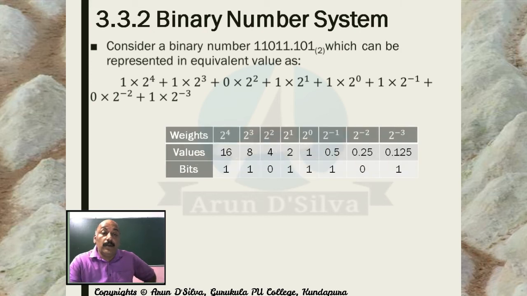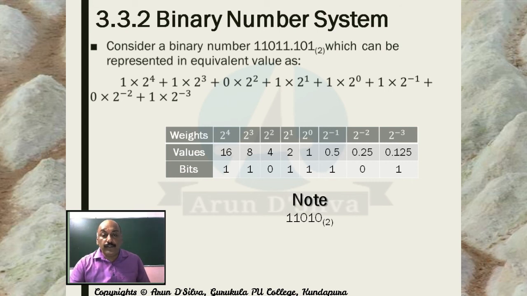See here the weights. 2 to the power 4 is 16, 2 to the power 3 is 8, 2 to the power 2 is 4, 2 to the power 1 is 2, 2 to the power 0 is 1, 2 to the power minus 1 is 0.5, 2 to the power minus 2 is 0.25, 2 to the power minus 3 is 0.125. Now, according to the digits 1, 1, 0, 1, 1, 1, if you multiply and take the sum, you will get the decimal equivalent. That's very simple. It is connected with the decimal number system; they are linked to each other.